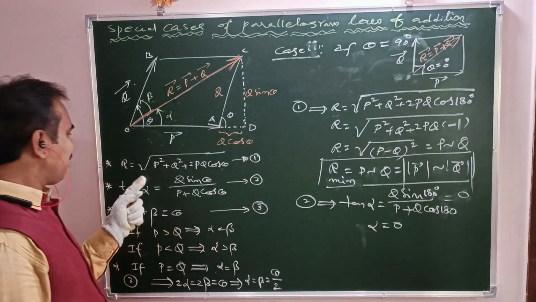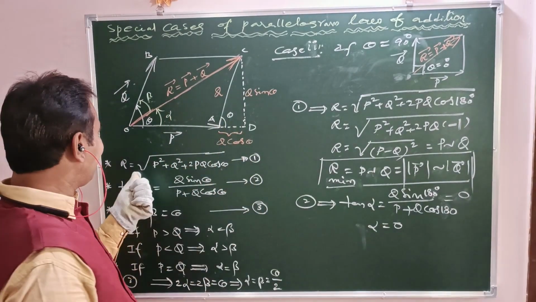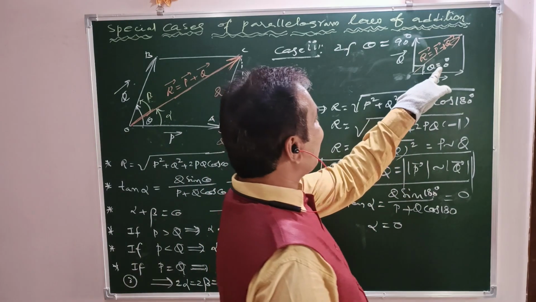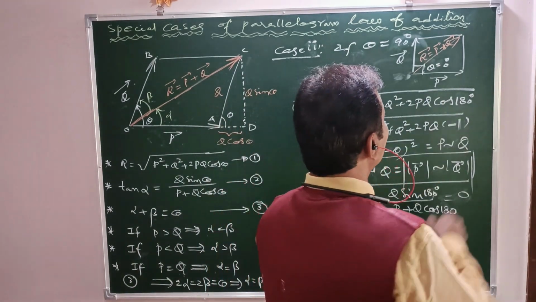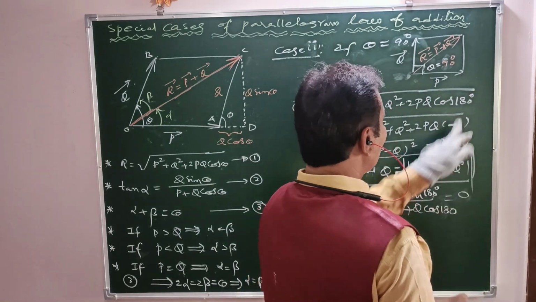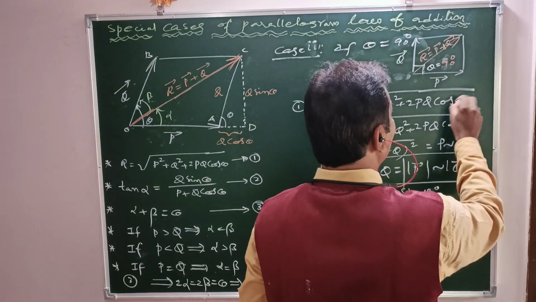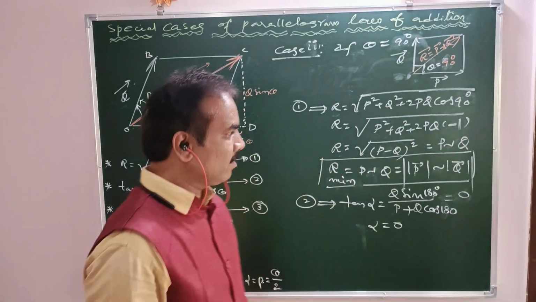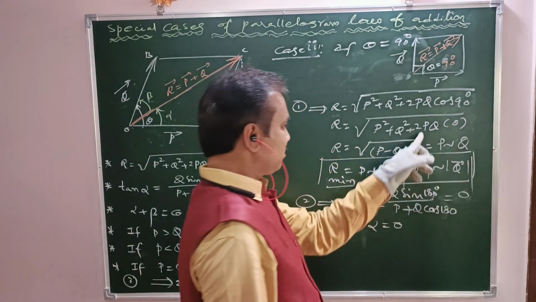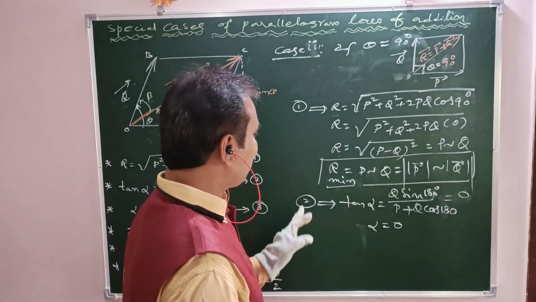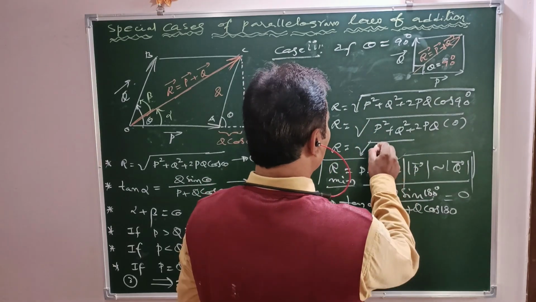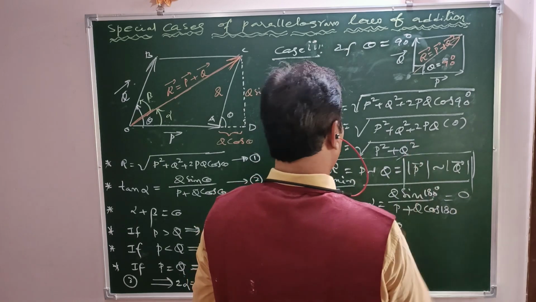Now coming to expression number 1. What is the magnitude of the resultant? That is root over p square plus q square plus 2pq cos theta. Theta is 90 degrees. Now cos 90. What is cos 90? 0. So 2pq into 0 is 0. We are left with root over p square plus q square.